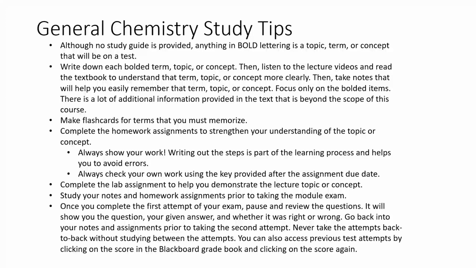You can always access previous test attempts by clicking on the score in the Blackboard Gradebook and then clicking on the score again. So when you click on the score in the Blackboard Gradebook, it's like a blue score. It's a link and it's going to link you to another page. If you have taken one or both attempts, it's going to show you those scores on that second page. And when you click it again, it's going to take you to the actual test. You don't want to access the test through the module. You want to access the test through the gradebook in order to see what the questions were and everything.